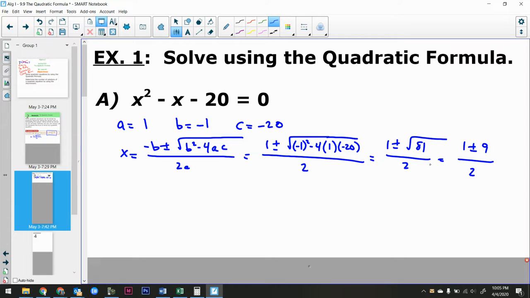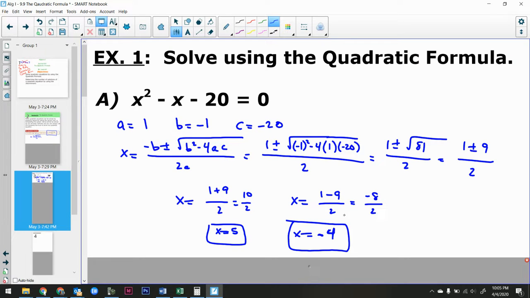Okay. Now, just like we did with our last one, we get two mini equations. X equals 1 plus 9 over 2, and x equals 1 minus 9 over 2, because that's what that plus or minus really represents, right? One positive version of 9, one negative version of 9. So we get 1 plus 9, which is 10 over 2, so x equals 5. And then 1 minus 9, which is -8 over 2, or -4. So my two answers are +5 and -4.